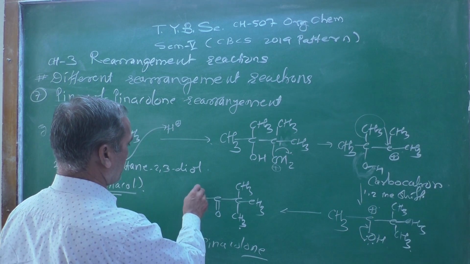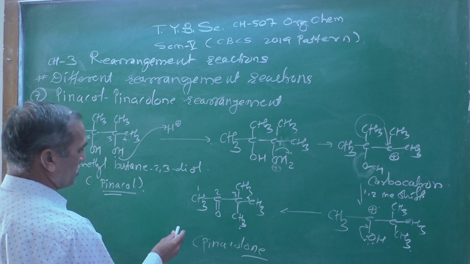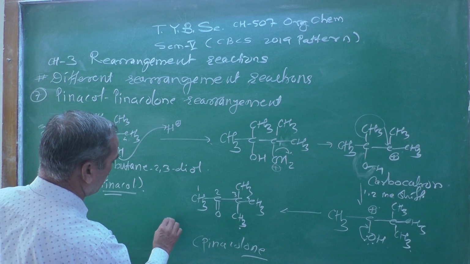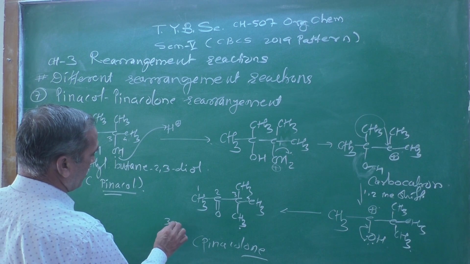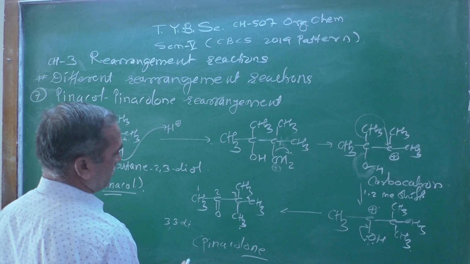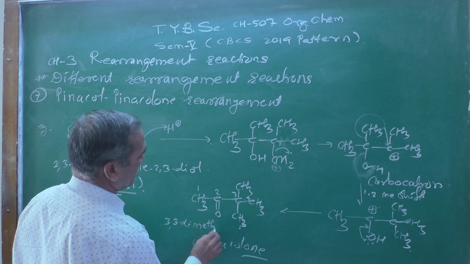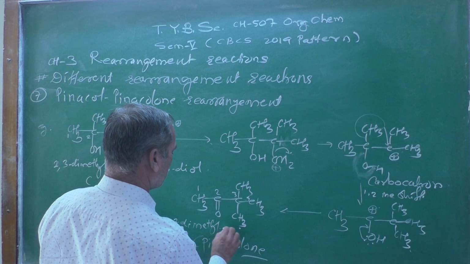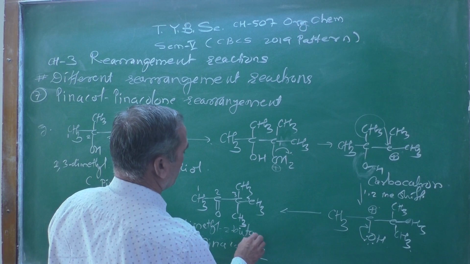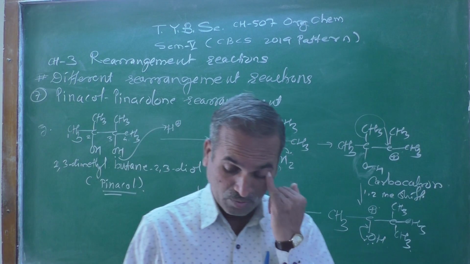So the IUPAC name of this compound: 1, 2, 3, 4. At the 3 position there are 2 methyl groups. So it is 3,3-dimethyl-2-butanone. This will be the product obtained over here.